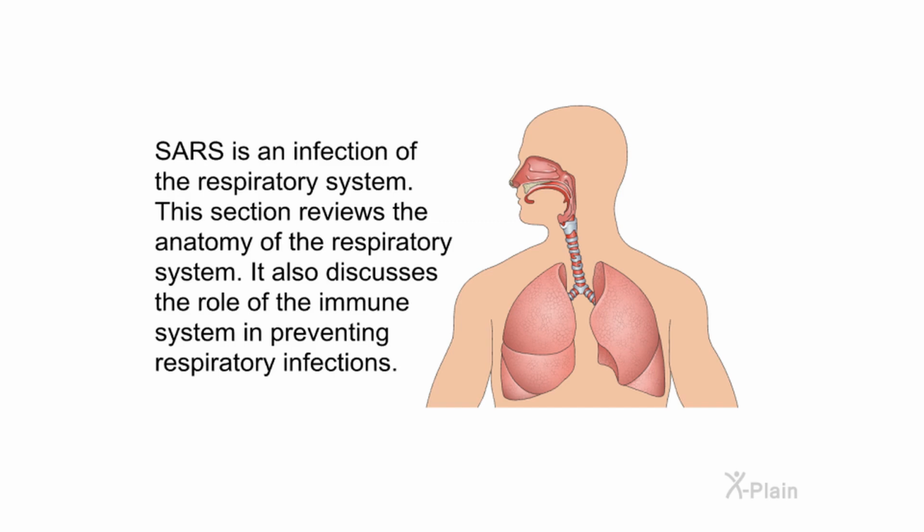The respiratory system. SARS is an infection of the respiratory system. This section reviews the anatomy of the respiratory system. It also discusses the role of the immune system in preventing respiratory infections.